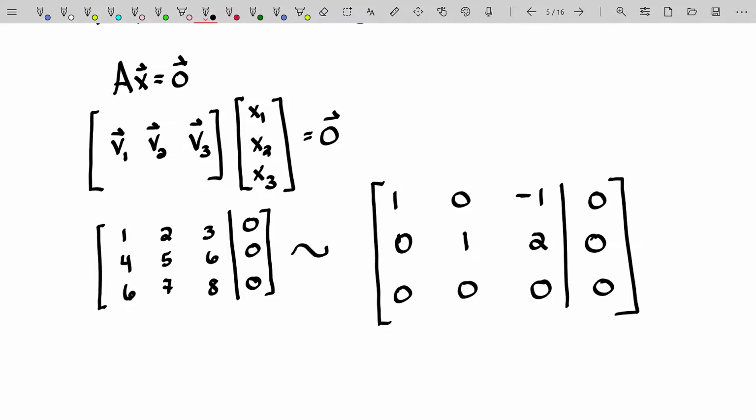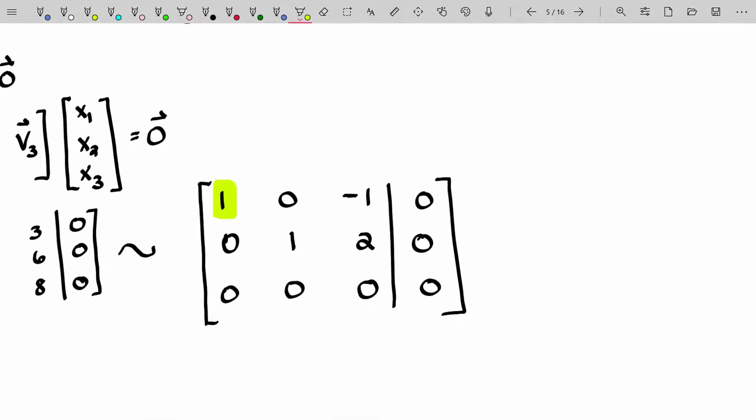Now, if you take a look at this, we have a pivot in column 1 and a pivot in column 2, but no pivot in column 3. We also have a theorem that tells us if we don't have a pivot in the rightmost column of an augmented matrix, our system is consistent. Well, we knew this system was going to be consistent because it represents a homogeneous equation. So I really didn't need to mention that, but we have another theorem. It's actually the same theorem.